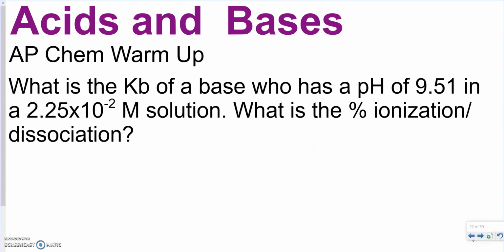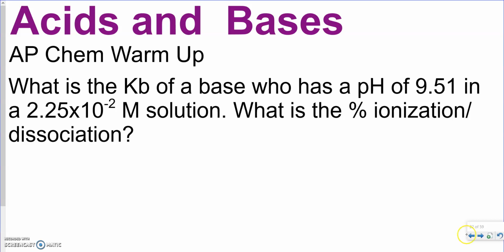And let's keep going. What is the KB of a base who has a pH of 9.51 and a 2.25 times 10 to the negative 2nd molar solution? And then what is the percent ionization or dissociation, same term? This is a little bit different than something we have solved before.